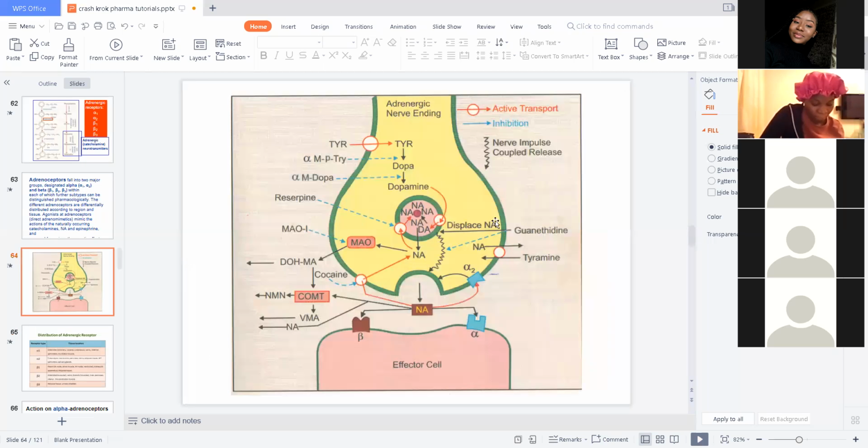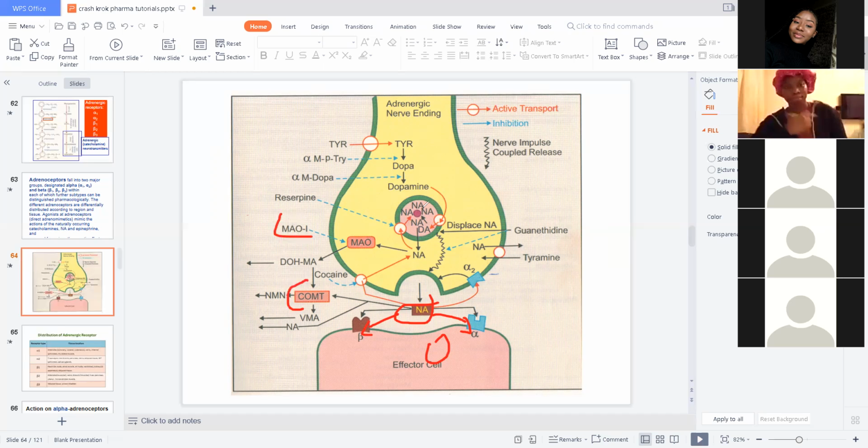I want you to take a look at this diagram. This is a diagram of the postsynaptic membrane. Here we can see the noradrenaline. The noradrenaline is going to affect either the alpha receptor or the beta receptor. This is the target organ. Noradrenaline is degraded by COMT or MAO. These two are going to be very important in the future.